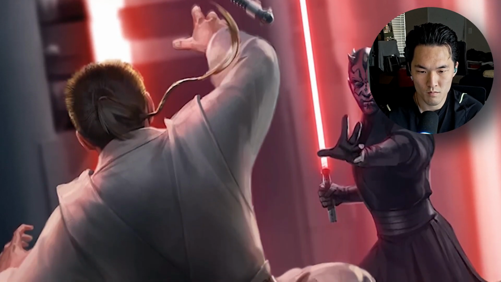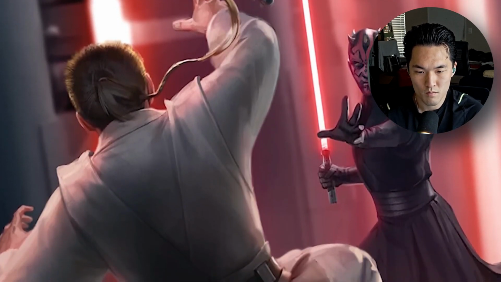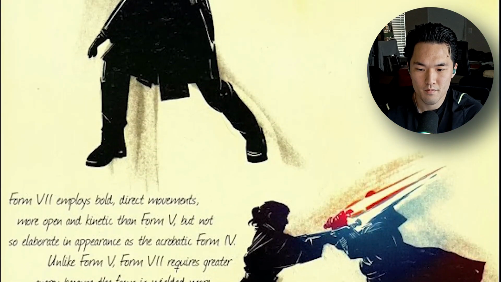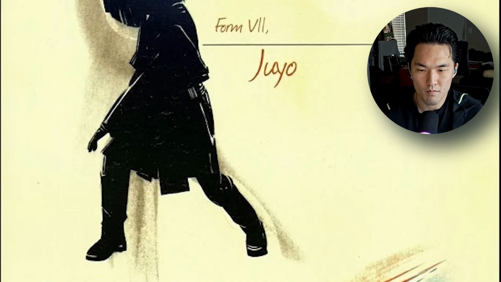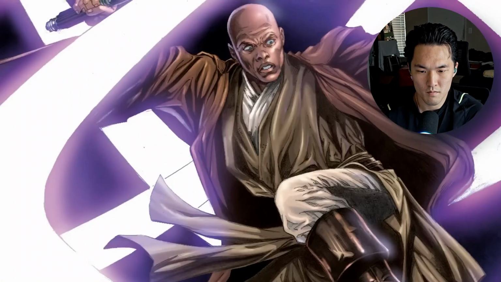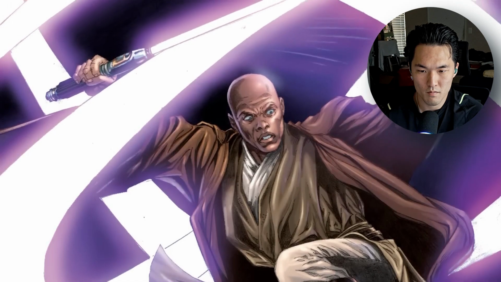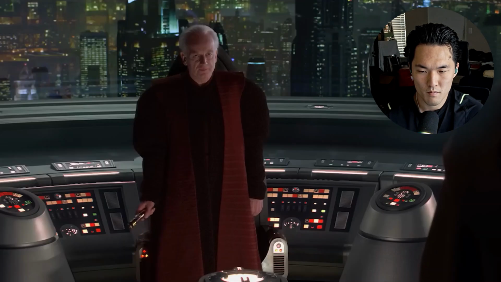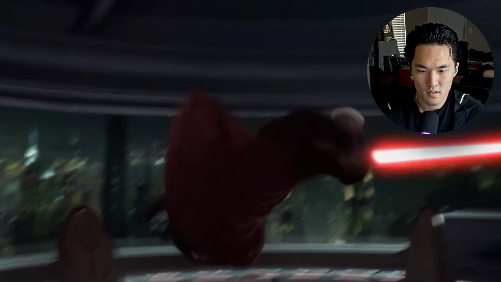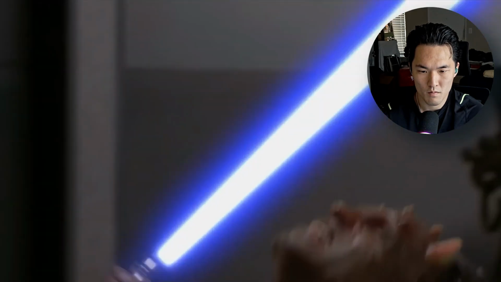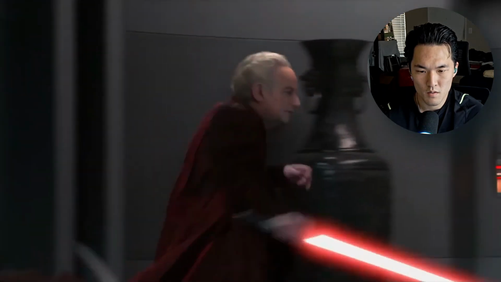A Form 6 user was a jack of all trades, but a master of none, if you will. Finally, we have Form 7, known as the Ferocity form, which has two distinctions, Juyo and Vaapad. Form 7 was considered the most aggressive and unpredictable of the 7 classic forms of lightsaber combat. It relied on emotion, and therefore was not widely accepted by the Jedi Order, often being reserved for the Sith.